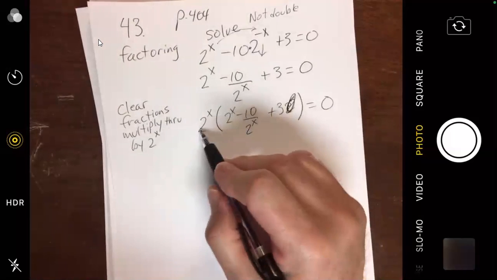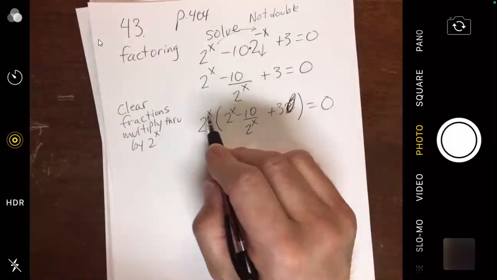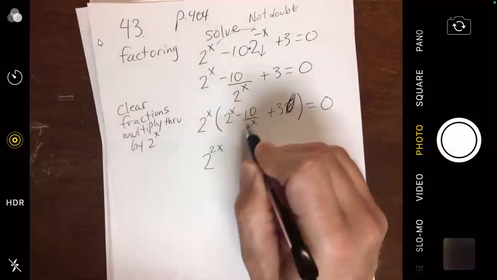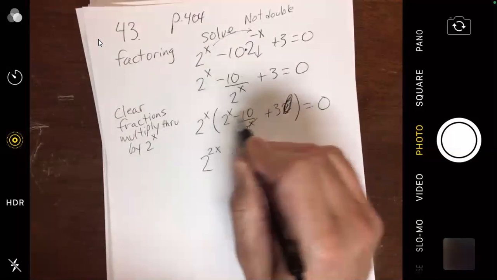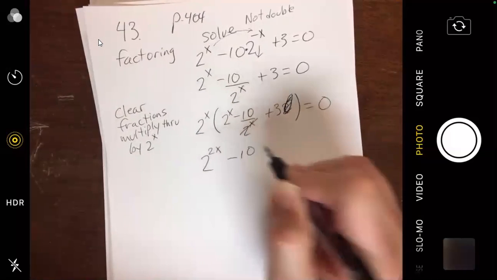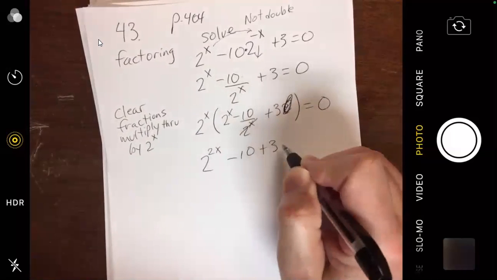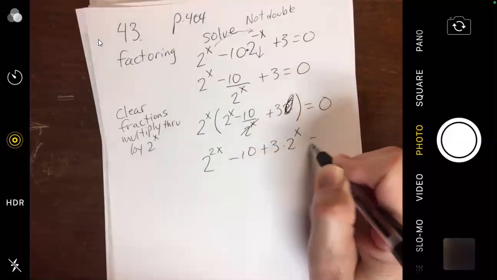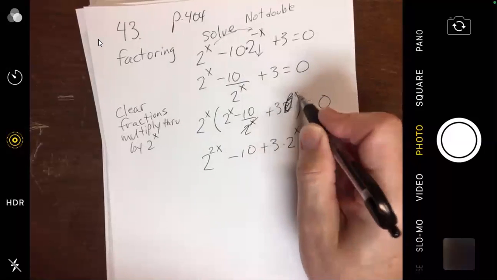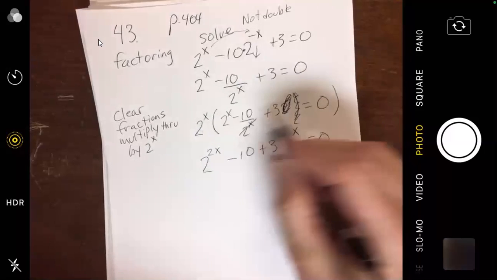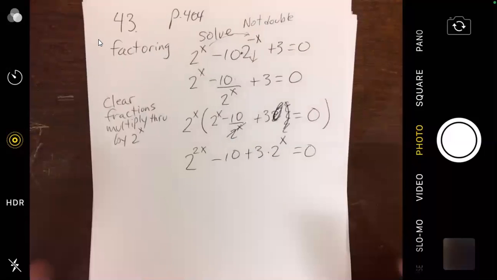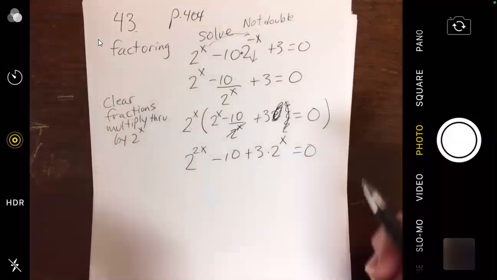All right, so 2 to the x times 2 to the x, the powers add: x plus x would be 2 to the 2x. Here you're getting it canceling. Minus 10, add 3 times 2 raised to the x. And I really shouldn't have closed parentheses. I should have closed it here, but 2 to the x times 0 is still 0. So it might look like you're only doing one side, but you're actually doing both sides, just that the 0 doesn't change.